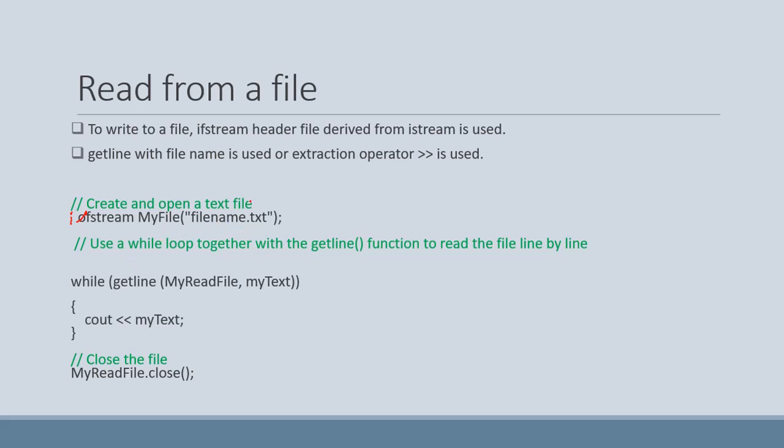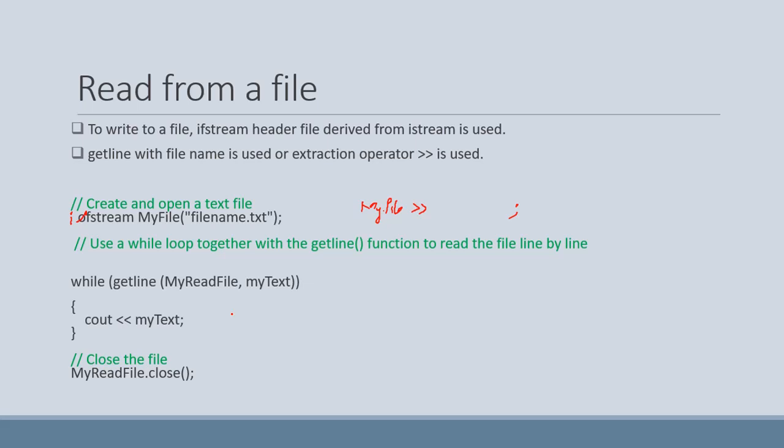To read something, you have to open an existing file. Now we can get data using an extraction operator, by using myfile and the operator, and whatever you wish to get, ended by a semicolon.